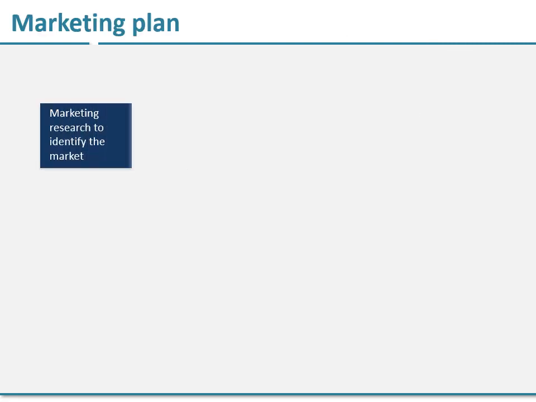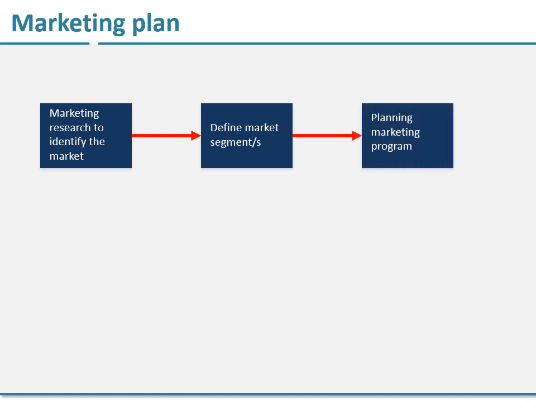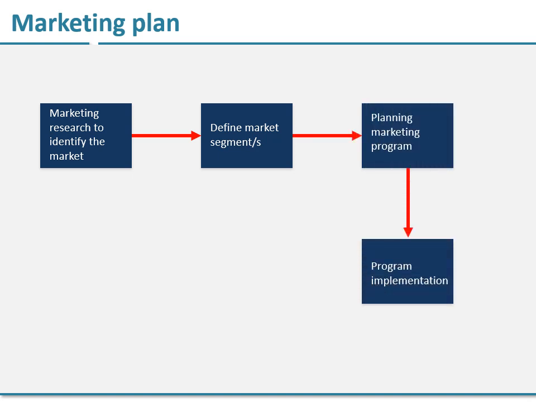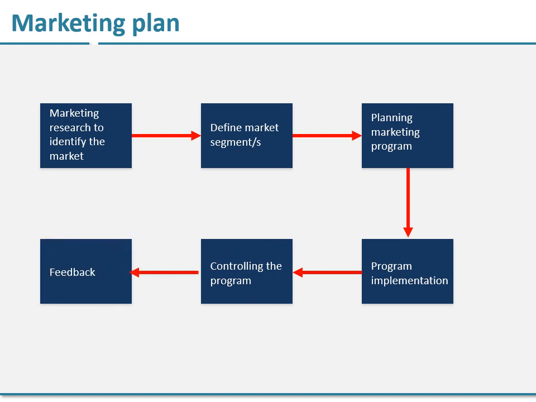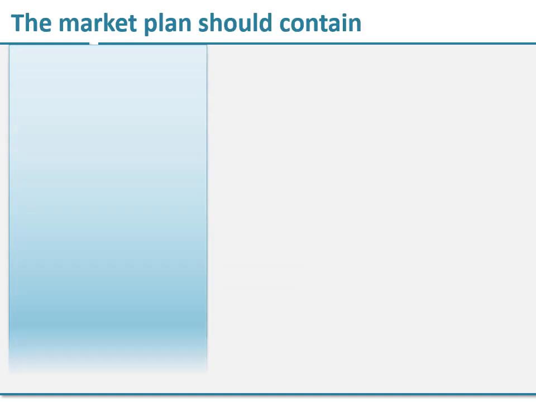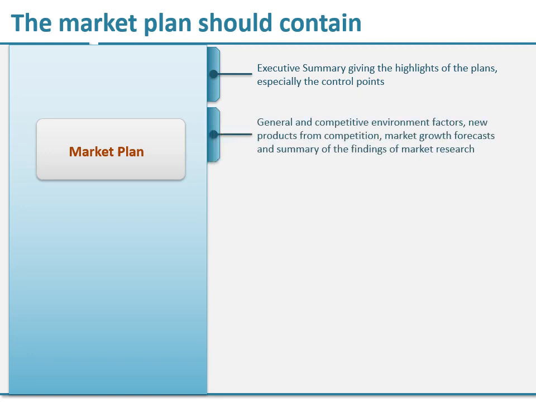Marketing plan. Marketing research to identify the market, followed by defining the market segment or segments, planning marketing program, program implementation, which leads to controlling the program, and finally feedback. The market plan should contain an executive summary giving the highlights of the plans, especially the control points, general and competitive environment factors, new products from competition, market growth forecasts, and summary of the findings of market research.